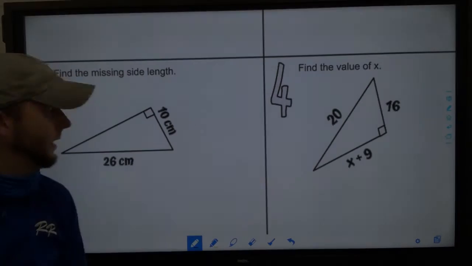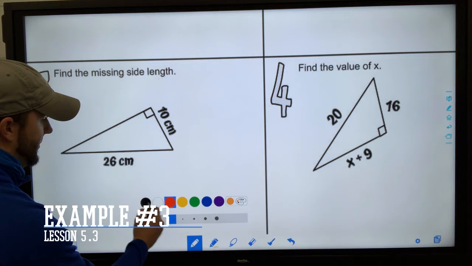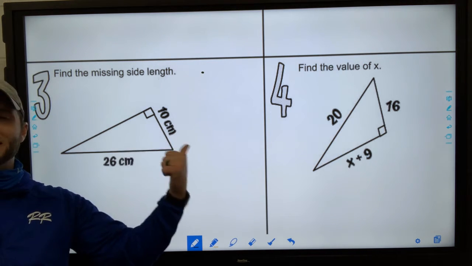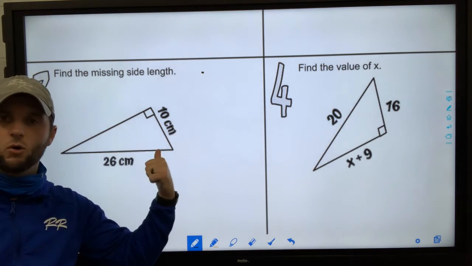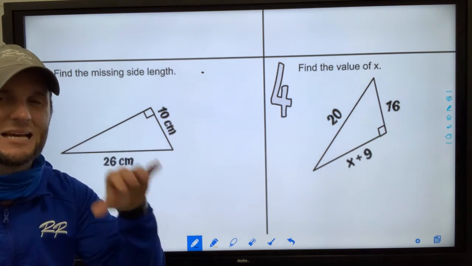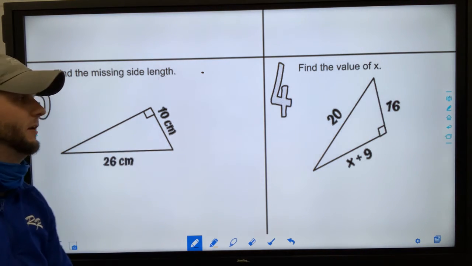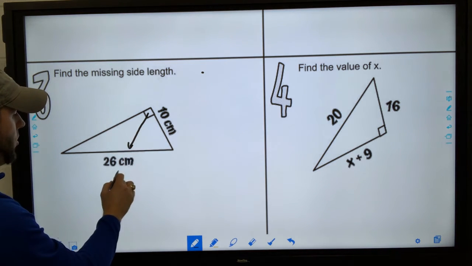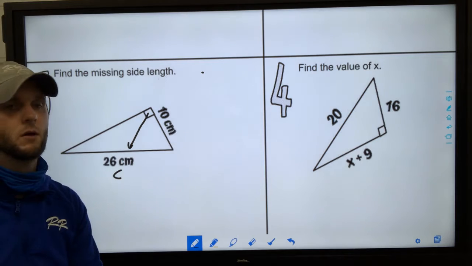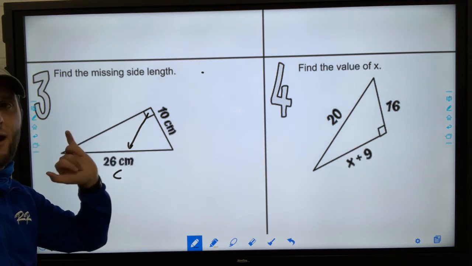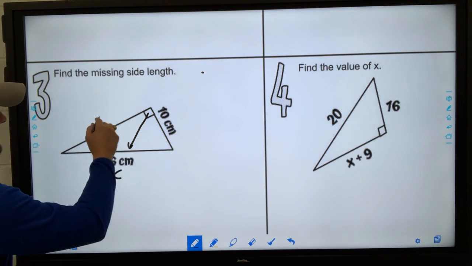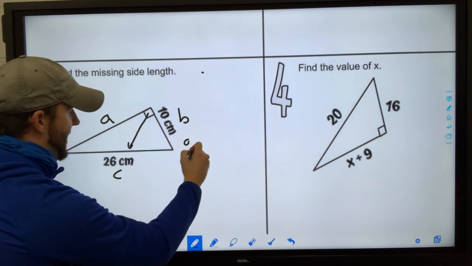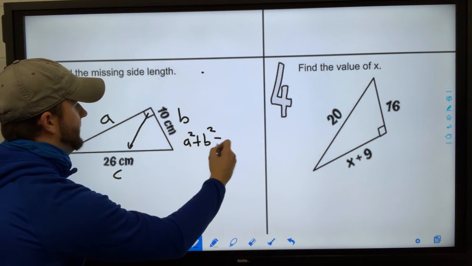Okay? All right, looking at example number 3 here. So on example number 3, it tells me to find the missing side length again. So on this missing side length, again, I know it's a right triangle. So if I'm given 2 sides, I can find that third side by using Pythagorean Theorem. So right off the bat again, opposite of my right angle is always your hypotenuse, always your C value. Now the missing legs, it doesn't matter how I label them, it can be A or B. So I'm going to label this one A, I'm going to label this one B. So let's go ahead and use Pythagorean Theorem to solve for that missing side, okay?